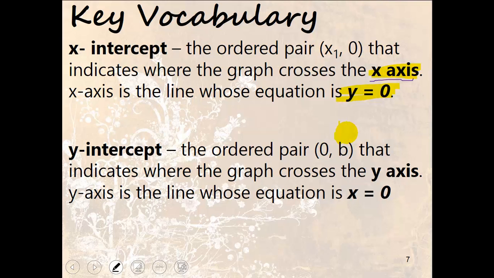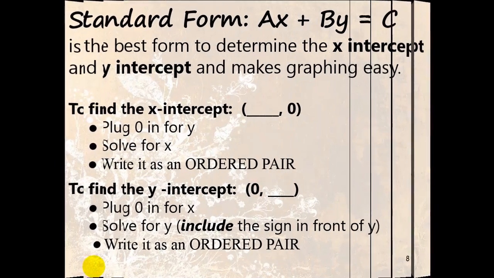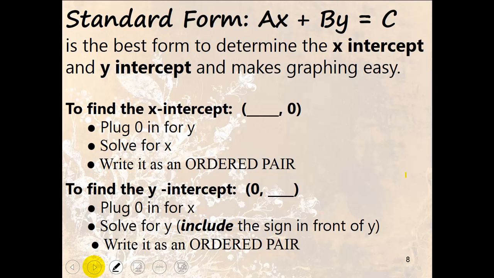We get that from the slope-intercept form. It indicates where it crosses the y-axis. Another name for the y-axis is the equation x equals 0, because along this axis, every x-coordinate is 0. When you're in standard form, it is the easiest time to get that x and y intercept, and it just makes graphing super easy. It's a snap.